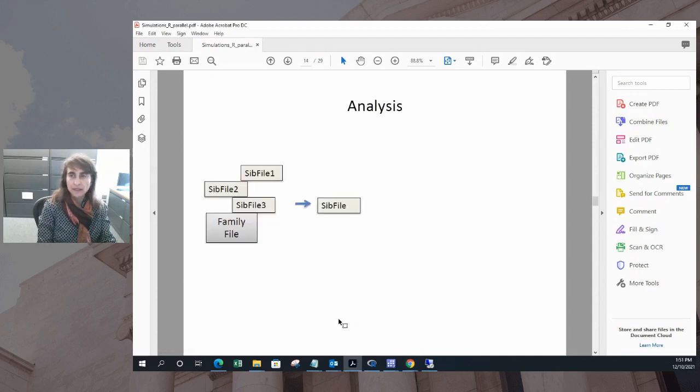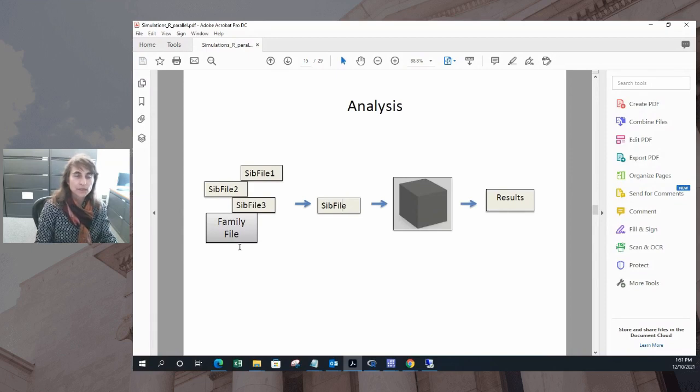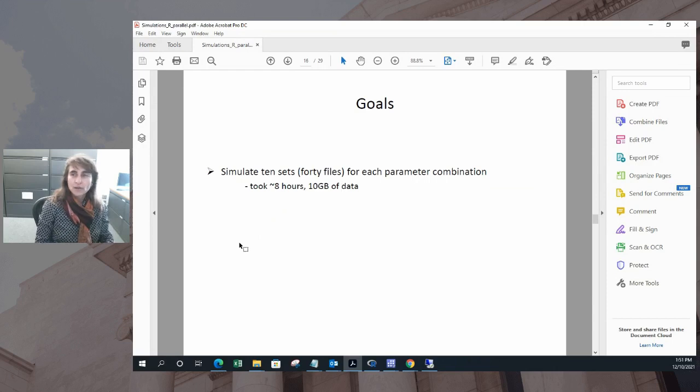Okay, the analyses that I had to run had a very similar flow to the simulations. So I get the simulated files, prep them, make an input file for the analysis program, and then I would get some results. The goal is to simulate 10 sets for each parameter combination. To begin with, I took one of them and ran it on a Linux server. It took 8 hours to simulate the data and produced about 10 gigabytes of data, which is not a huge amount, but it adds up.